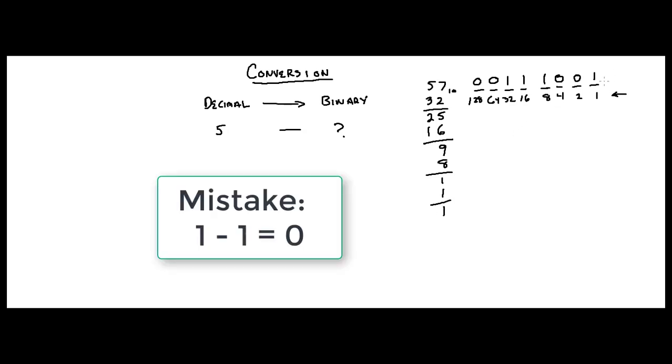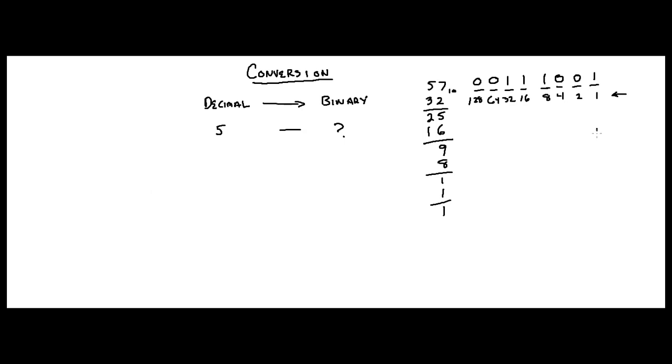So there you have it. There's your binary number, right? 1, 0, 0, 1, 1, 1, 0, 0. So when you're writing this, it equals 57, right? It's base 2 equals 57 base 10.